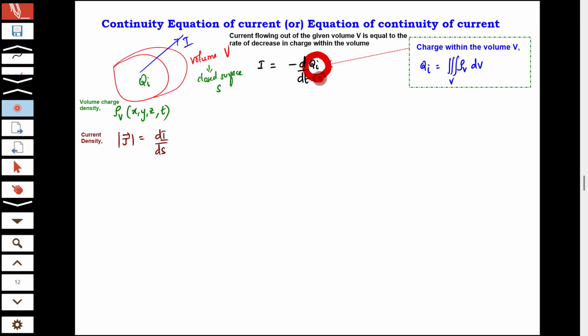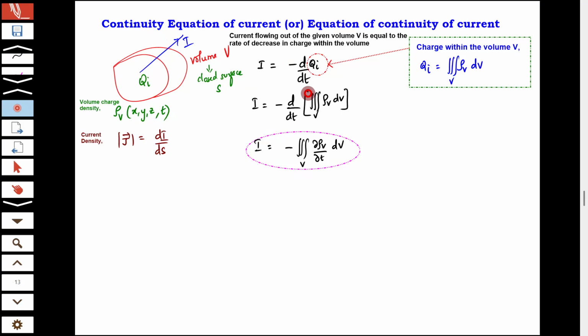So now let us substitute Qi, which is the volume integration of rho v dv, into the right-hand side. We get minus d by dt of the volume integration of rho v dv. Now this time change, d by dt, should be applied to either rho v or dv. dv indicates the volume. This volume is a fixed volume. It is not going to change with respect to time, but the charge concentration rho v is going to change with respect to time. So the time differentiation is applicable only to rho v, since the volume does not change with time.